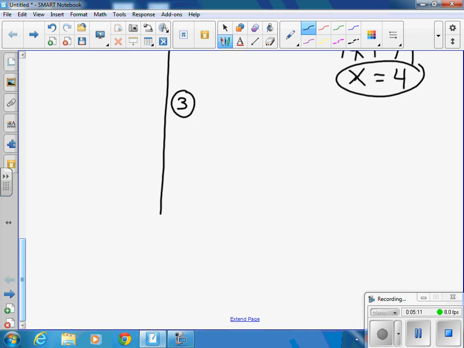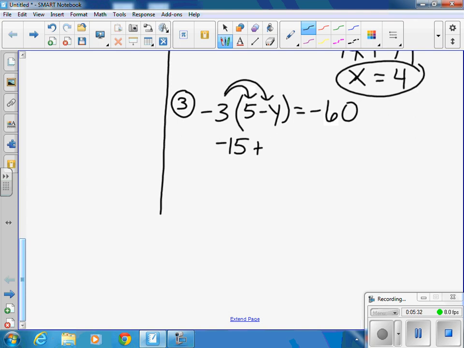All right, the next one is going to look like this. -3 parentheses 5 minus y equals -60. This one's short, but it's still considered multi-step because of what's in it. You see parentheses, so immediately you know you have to distribute. -3 times 5 is -15. -3 times -y is positive 3y.